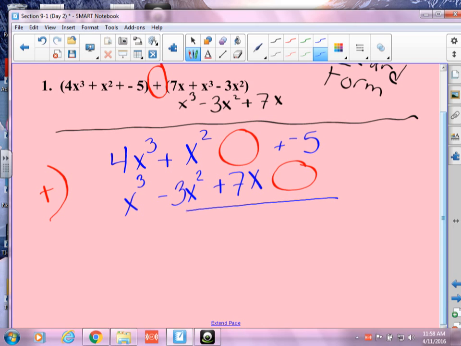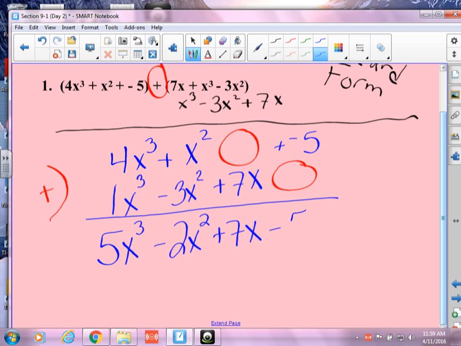Okay, I'm going to draw my equal line. 4x cubed plus 1x cubed is 5x cubed. Notice that I don't add my exponents. I only add the number in front. x squared plus a negative 3x squared gives me negative 2x squared. 0 plus 7x gives me 7x, and negative 5 plus nothing gives me negative 5.